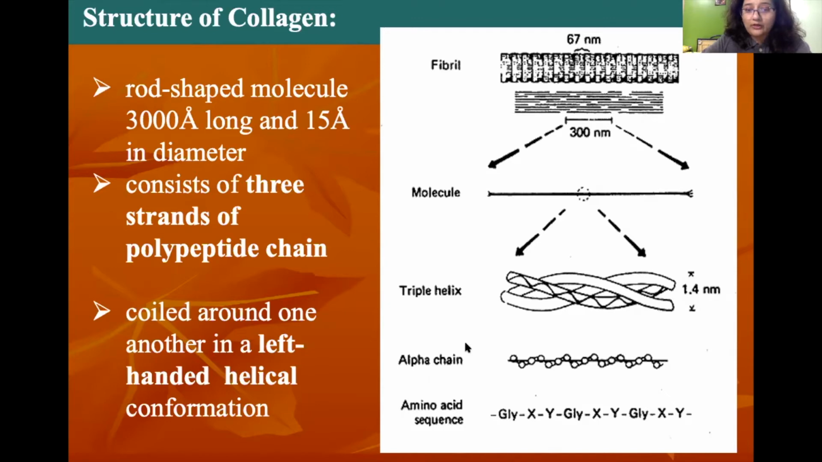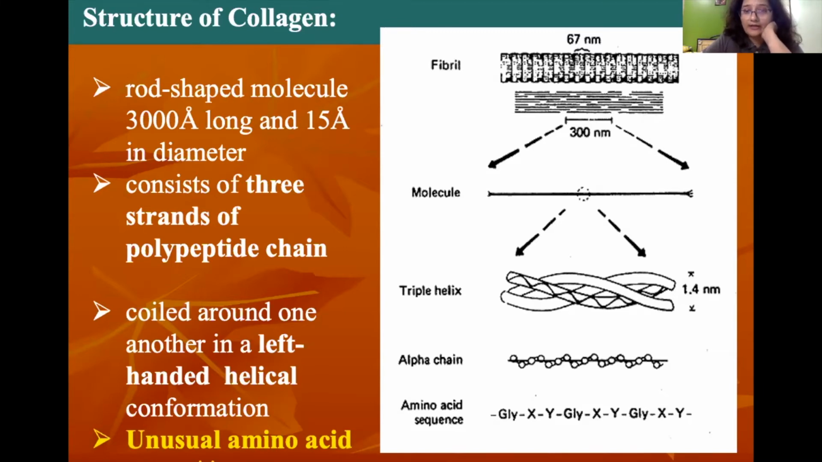Now let's see the amino acid composition of each of the polypeptide chains. Here you can see each alpha chain is made up of a sequence of amino acids, and what you see in this sequence is that every third amino acid is a glycine. Glycine, as we all know, is the smallest amino acid, and it doesn't have optical activity also, and it doesn't remain in the helical form. So whenever glycine is there, there is a break of the helix. So there is an unusual amino acid composition.